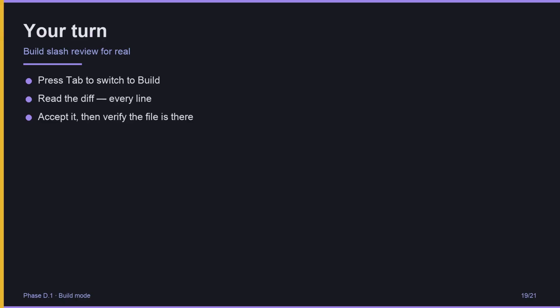Now it is your turn. If you designed /review in plan mode last time, open that same project. Press Tab to switch to build mode. Ask OpenCode to create the command again, and this time, read the diff carefully, line by line. When it looks right, accept it. Then list your files and confirm the command is really there, saved on your disk.